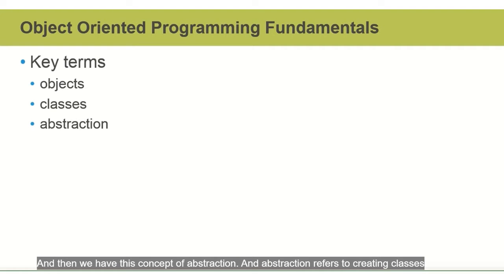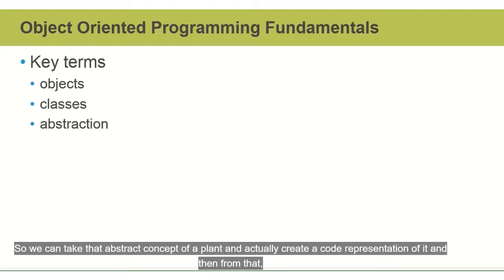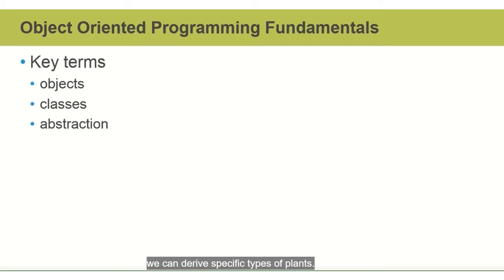And then we have this concept of abstraction, and abstraction refers to creating classes that are so general that they may contain methods without any particular implementation. So if we think of, say, something like a plant, well, that's a pretty general type of thing. Now we have flowers and trees and shrubs and grasses, but those things are all plants. So we can take that abstract concept of a plant and actually create a code representation of it, and then from that we can derive specific types of plants.